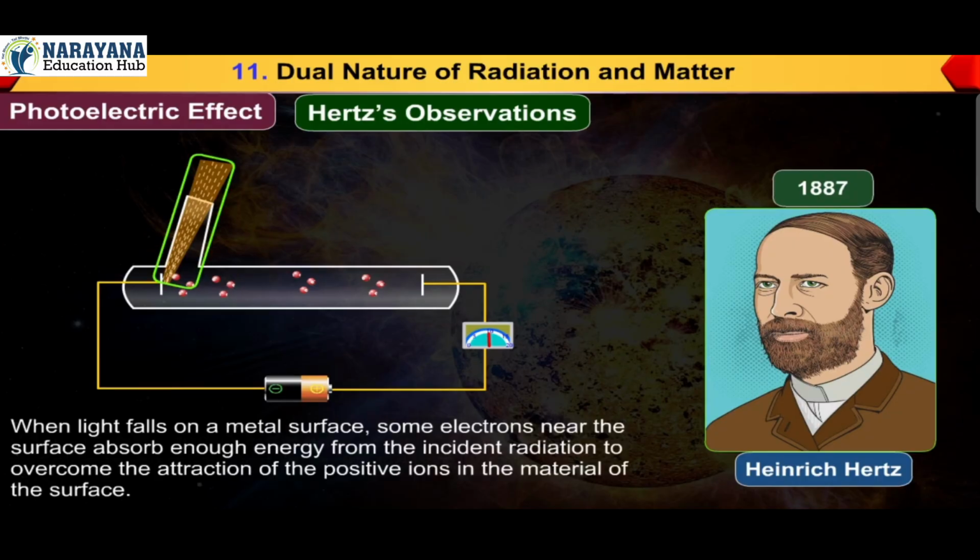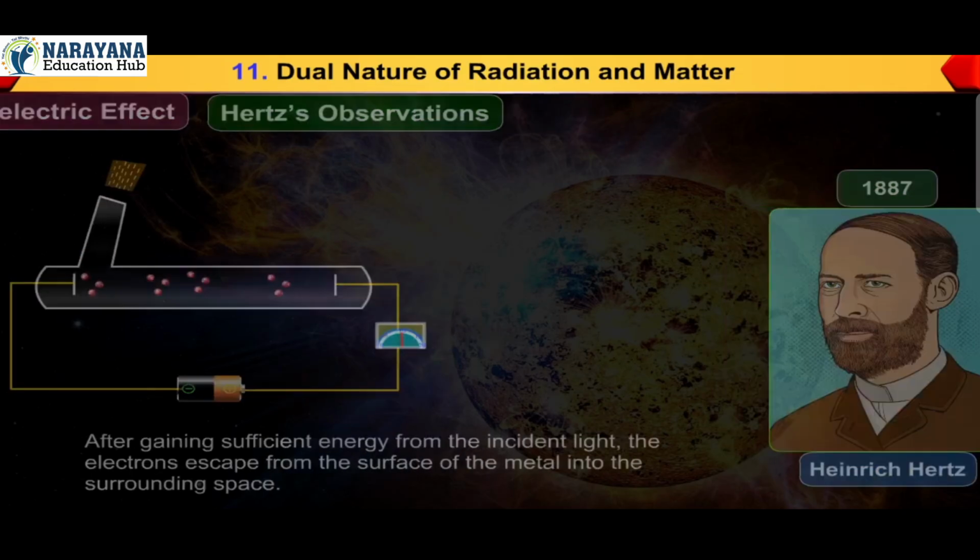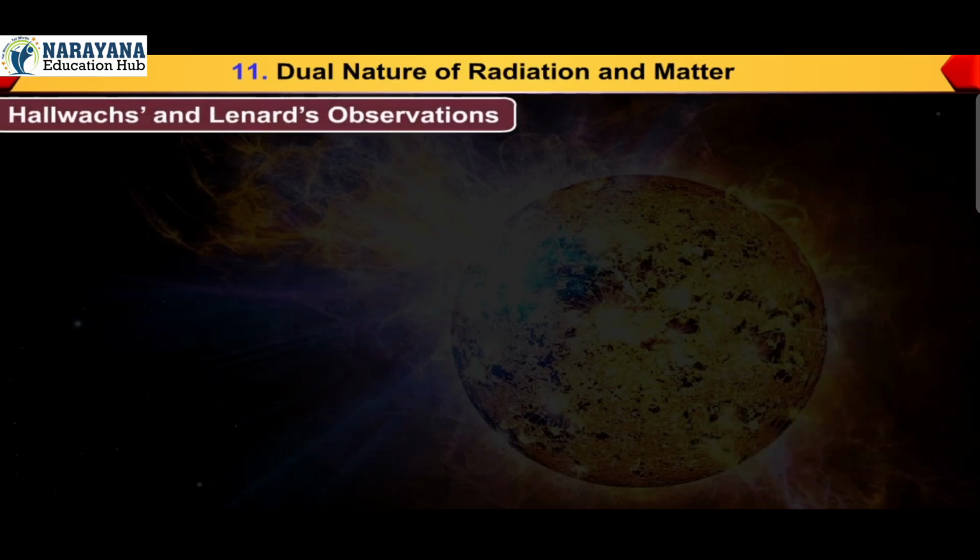When light falls on a metal surface, some electrons near the surface absorb enough energy from the incident radiation to overcome the attraction of the positive ions in the material of the surface. After gaining sufficient energy from the incident light, the electrons escape from the surface of the metal into the surrounding space.